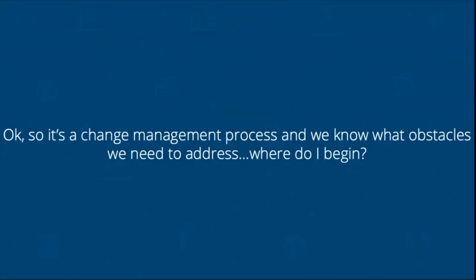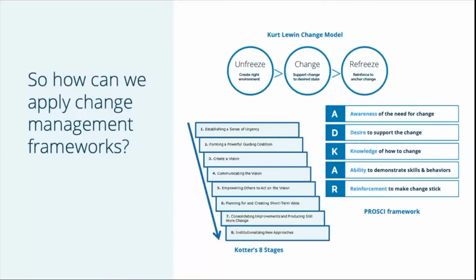Okay, so I think I've convinced you that this is a change management process, and we know what obstacles we need to address when we're looking at implementing a system. Where then do we actually start? And I've alluded to this already. Obviously, we can start looking at our change management frameworks. I think we're all familiar with these. There's plenty of them out there, and I've just popped a few up here as an example.